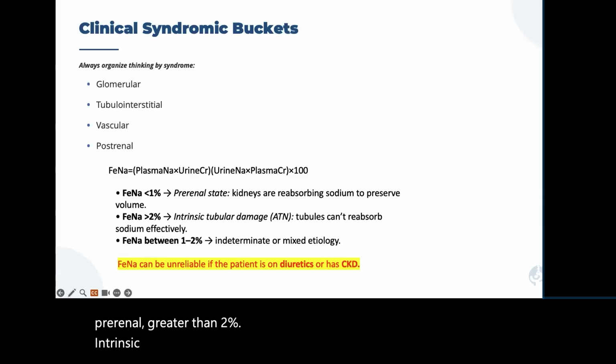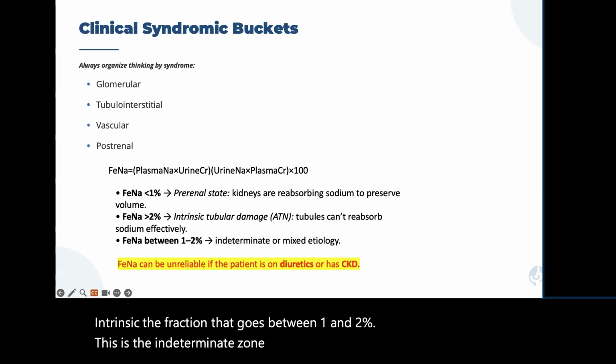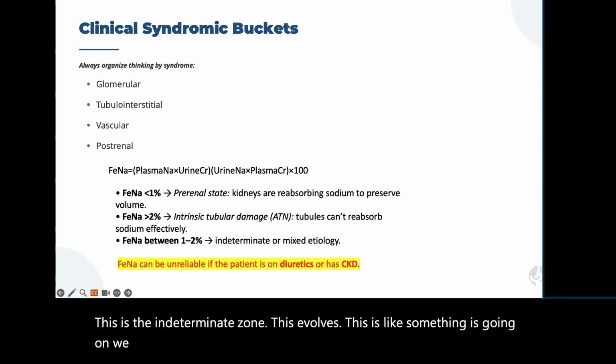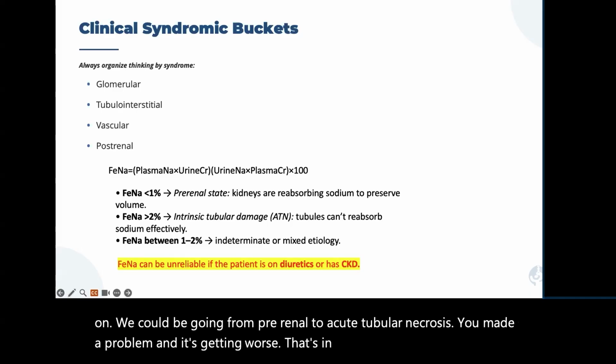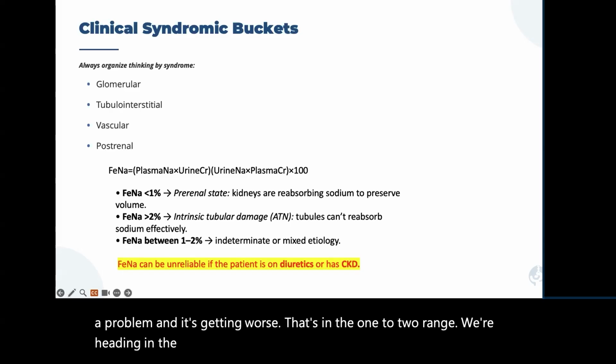The fraction that goes between 1 and 2%, this is the indeterminate zone. This is like something is going on. We could be going from prerenal to acute tubular necrosis. You made a problem and it's getting worse. That's in the 1 to 2 range. We're heading in the wrong direction.